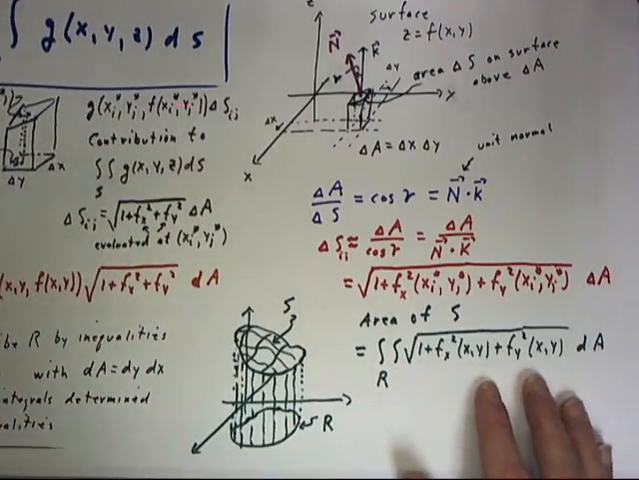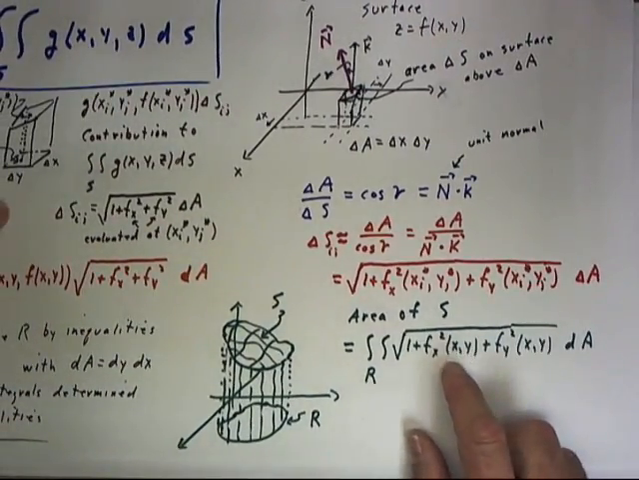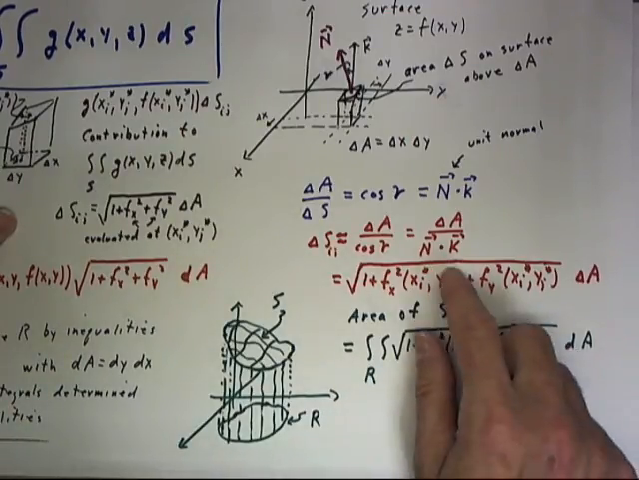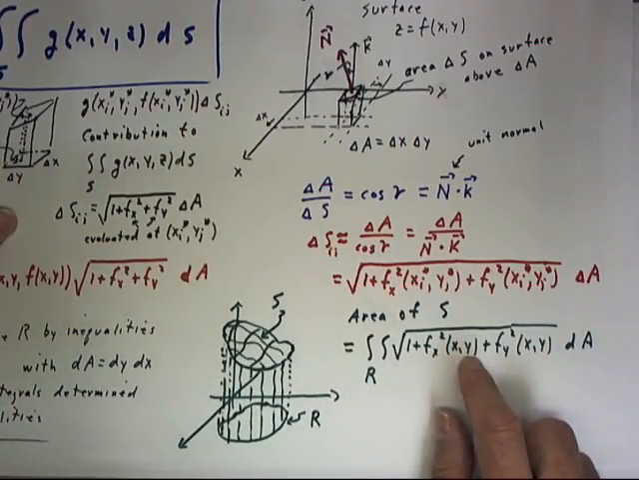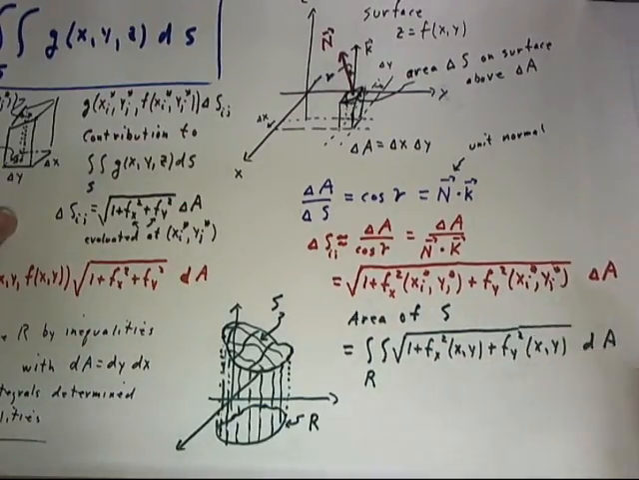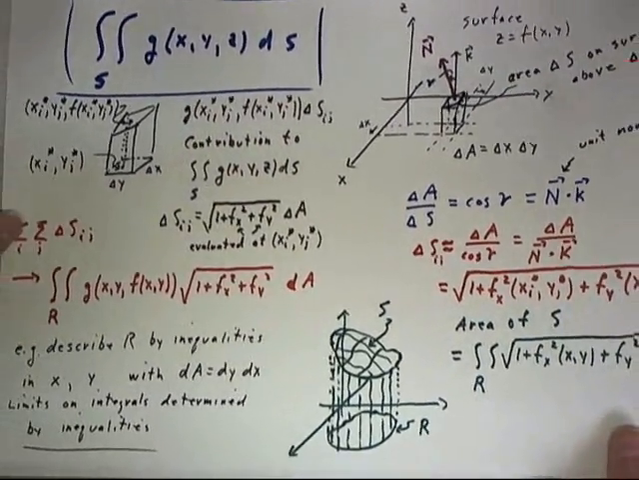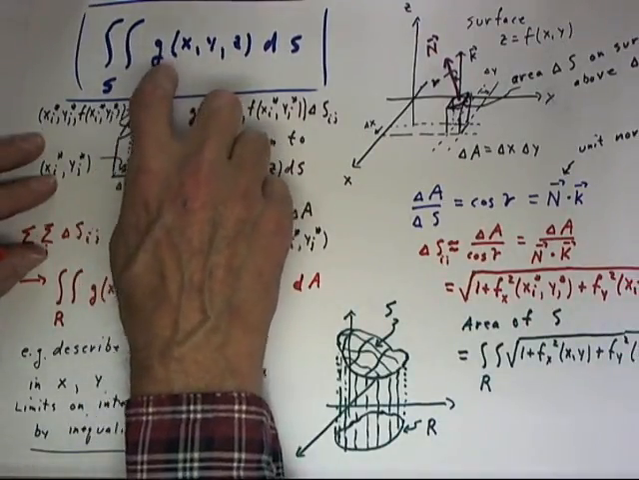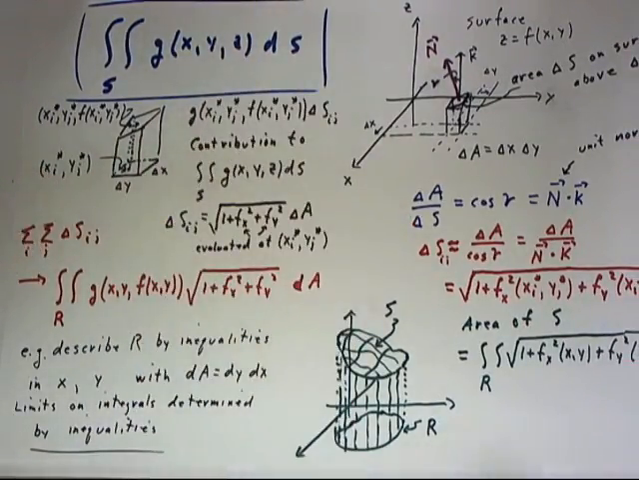Now, again, we've done that, and this is just a review of how we get our surface area. However, it's important to recall that and understand that so that we can understand what we mean by the integral of g of x, y, z dS.